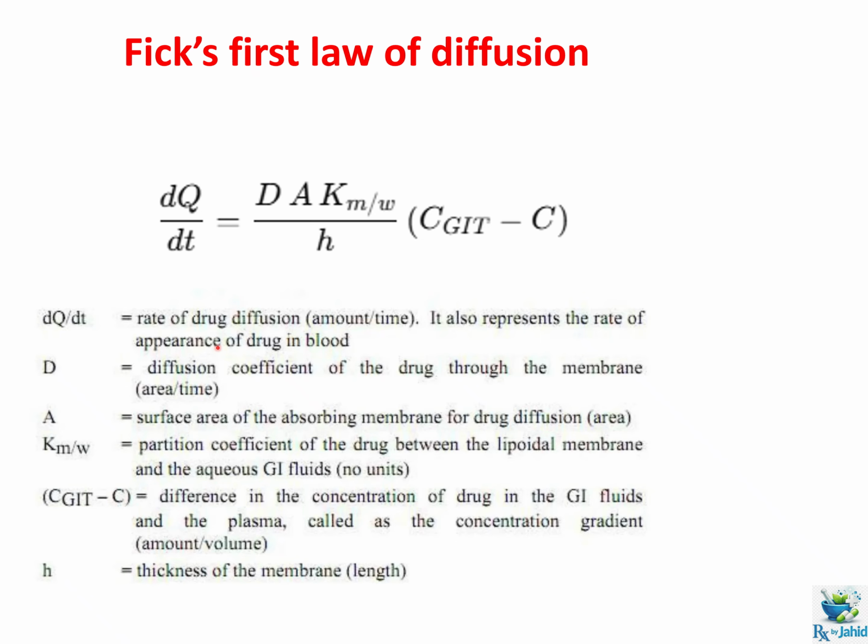The higher the diffusion coefficient, the more it will ultimately increase the diffusion. If you increase surface area, this will ultimately increase diffusion. Lipophilicity will increase the diffusion. The more concentration difference, the more diffusion would be. But it is not directly proportional to the thickness of the membrane, that is H, because if you increase the thickness of the membrane, then it will be very difficult to have a better diffusion. So that's why H is inversely proportional to this.